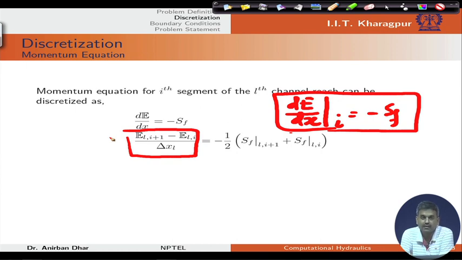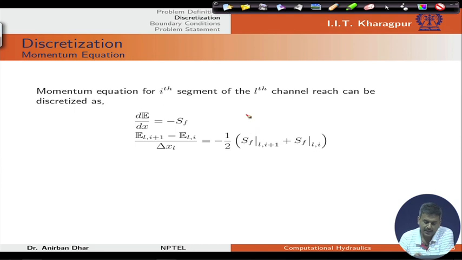L is the channel reach number, and minus we have S F on the right hand side. So, we can get S F I value at channel section I and S F I plus 1 value at channel section I plus 1. If we take the average of these two, we can represent the right hand side term.